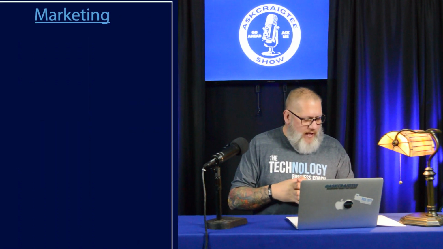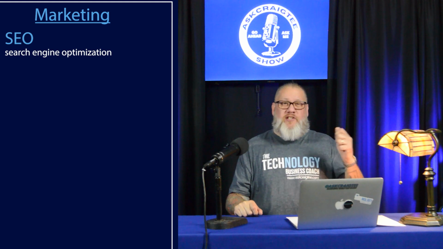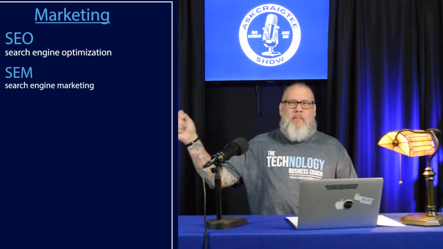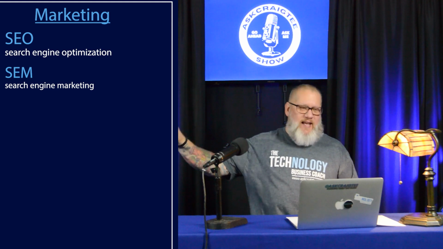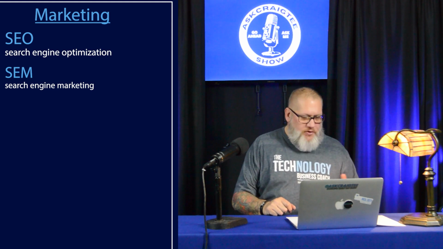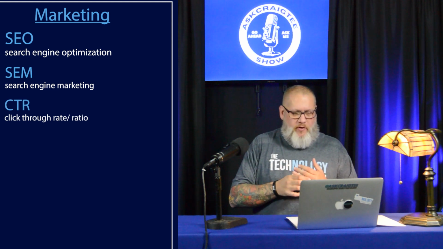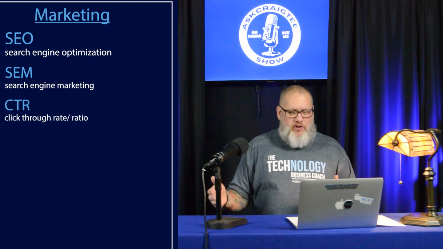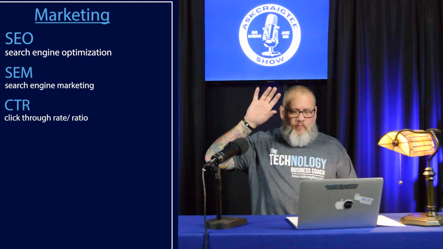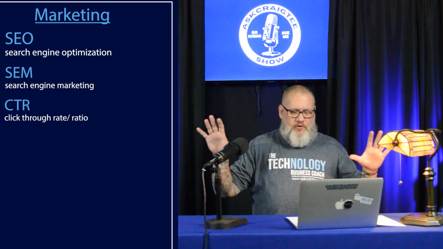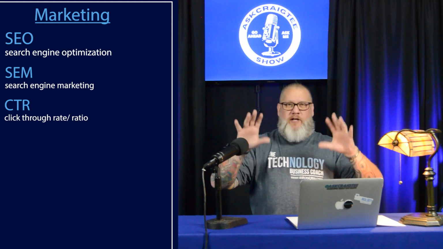So you hear things like SEO, right? We just did a series on digital marketing, search engine optimization, search engine marketing, right? Paid advertising, SEM. And then you also have things like CTR, probably a new one for some of you. Click-through rate or click-through ratio. This is the percentage of users who click on a specific link out of a total number of users who viewed a page or an email or an advertisement.